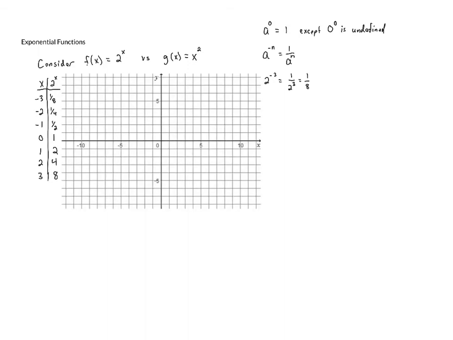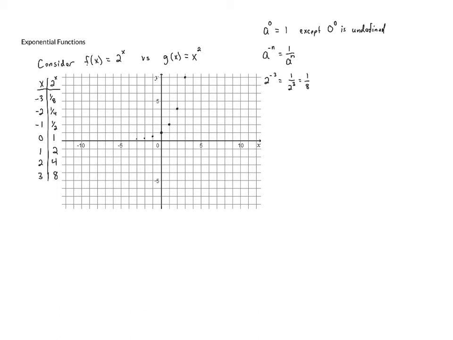So we've got the points (0, 1), (1, 2), (2, 4), and (3, 8). And then if we look to the left, we've got (-1, 1/2), (-2, 1/4), (-3, 1/8). And so we can see that these points look like they're on a smooth curve.